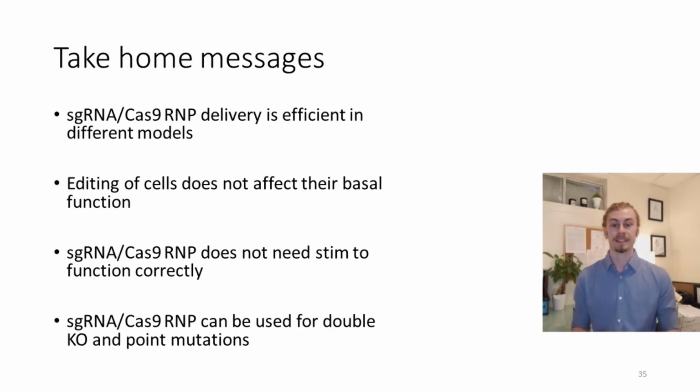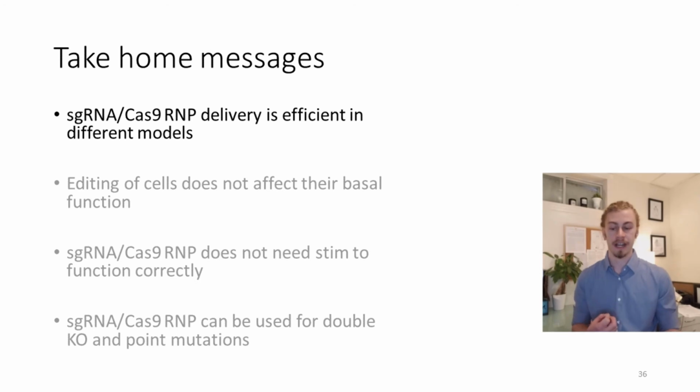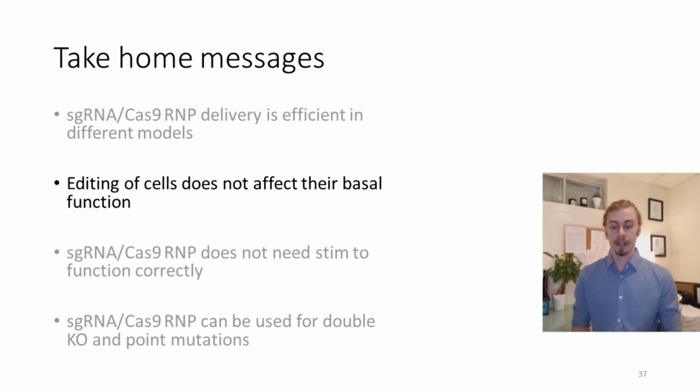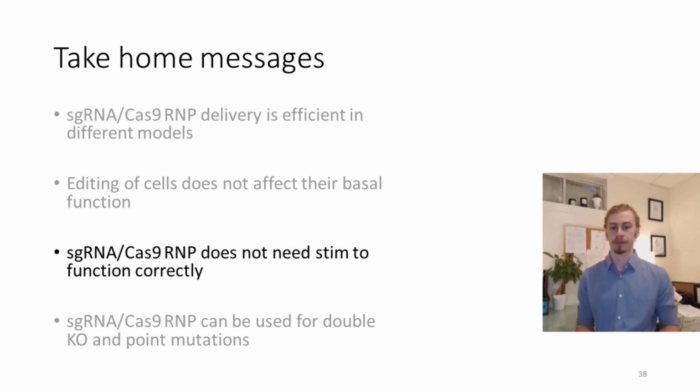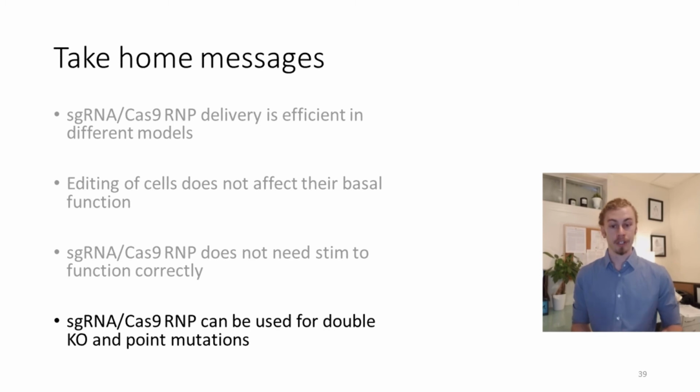So to sum up succinctly what they found: their single guide RNA Cas9 ribonuclear protein, or just RNP, delivery is efficient in different T cell models. They found that editing of cells does not affect their basal function. They also found that their RNP does not need stimulation to function correctly and knock out different receptors. And finally, they found that this RNP delivery can be used for multiple receptor knockouts and point mutations.